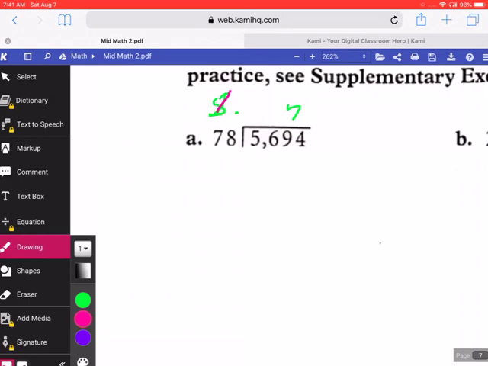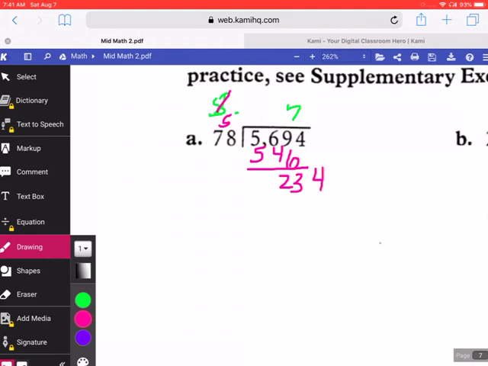So 7 times 8 is 56. And 7 times 7 is 49. Plus 5 would give us 54. Okay, and then if we subtract that, that's going to leave us with 23. And we're going to bring down the 4.